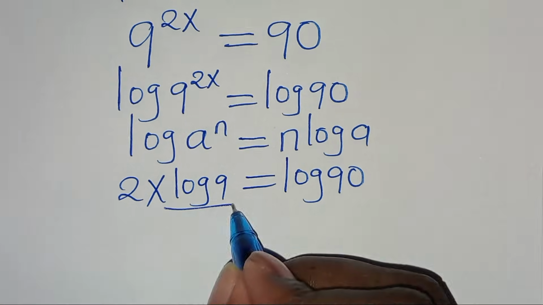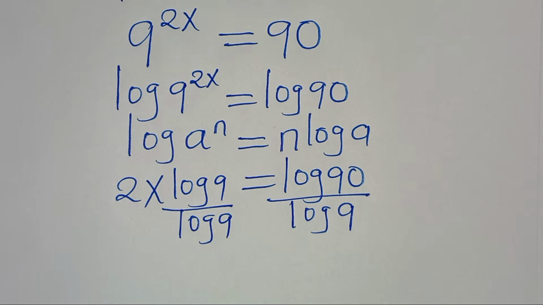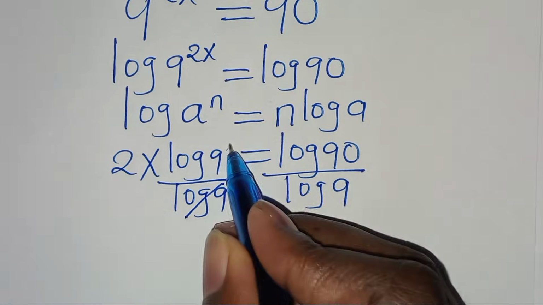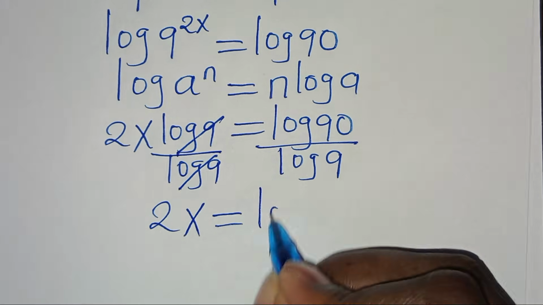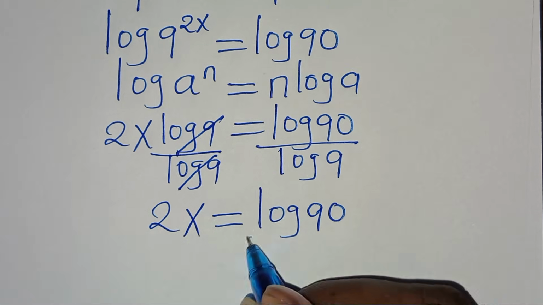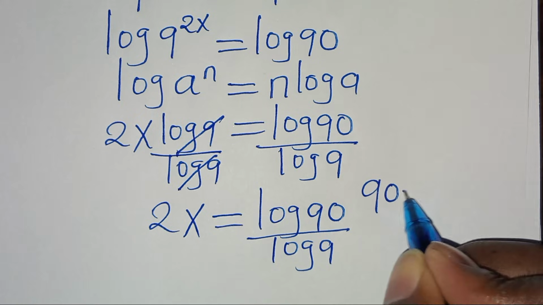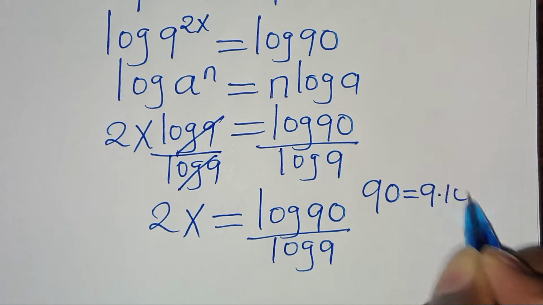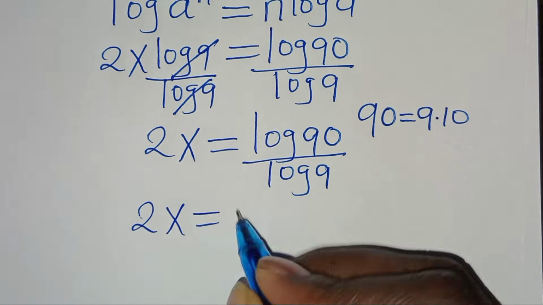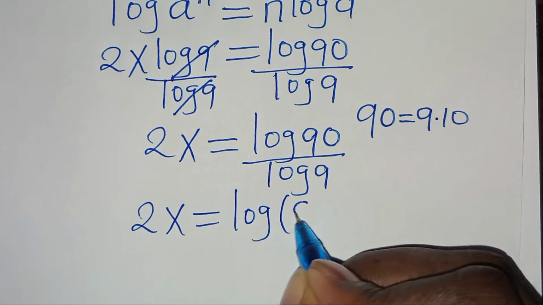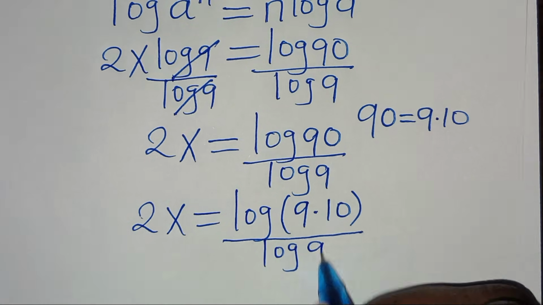So let's divide both sides by log 9. Here we have log 9, so log 9 and log 9 simplify, so that we have 2x. This is equal to log 90 divided by log 9. Now, we can express 90 as the same thing as 9 multiplied by 10. And therefore, we have 2x equal to log 9 multiplied by 10, everything here divided by log 9.